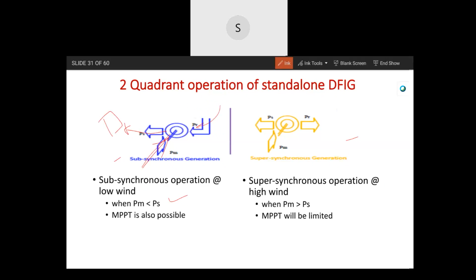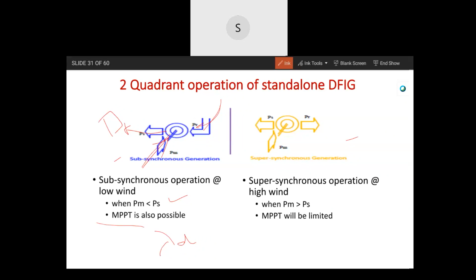In that case, you can use the subsynchronous operation. And here, even with MPPT, maximum power point tracking, that means lambda at its optimum design value, CP max, the maximum efficiency of the turbine, can be kept, because the generation is less here. In that case, from the storage you are taking power. So maximum power tracking of the turbine should be done.